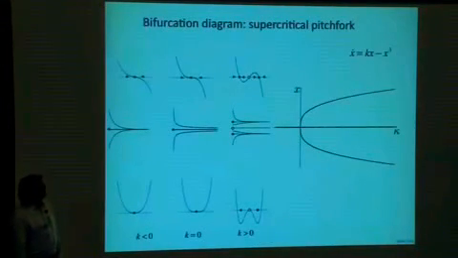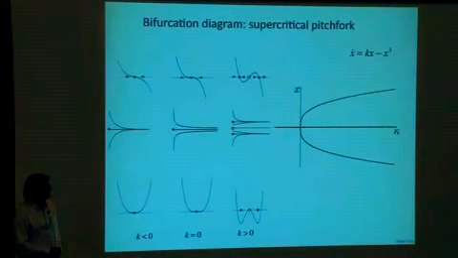The corresponding bifurcation diagram is the following. Just focus on this. A branch of stable fixed points, in the middle an unstable fixed point, and these two collide, and the nature of the unstable fixed point changes at the bifurcation point and becomes stable.